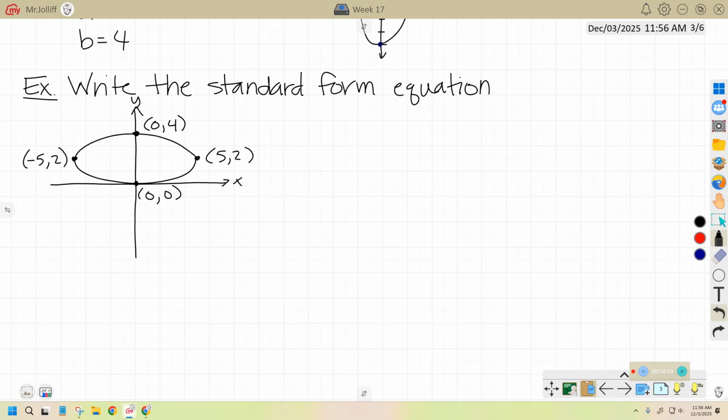All right. We want to write the standard form equation for the ellipse shown in the graph, and we're given 4 points. 2 along the y direction, 2 along the x direction. So I suspect they're giving me major and minor axes. Major axis is this way, minor axis is this way. I need 3 numbers to write my equation. I need my center coordinates. I need A. I need B.